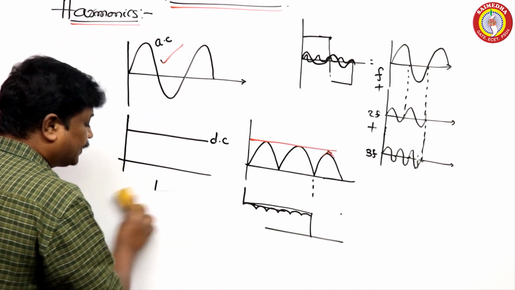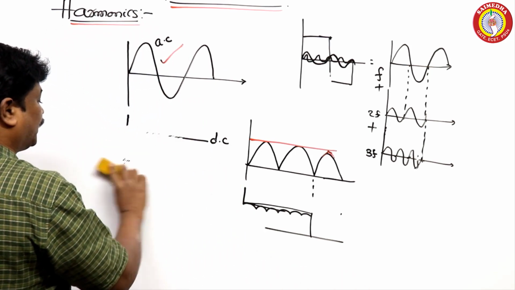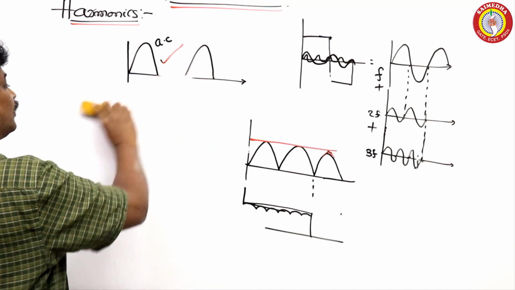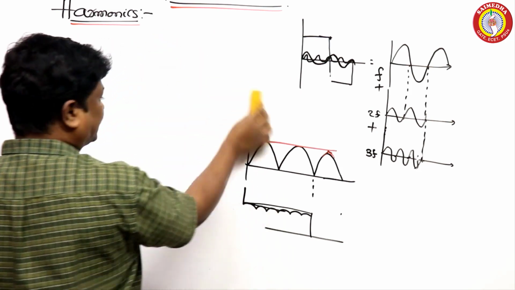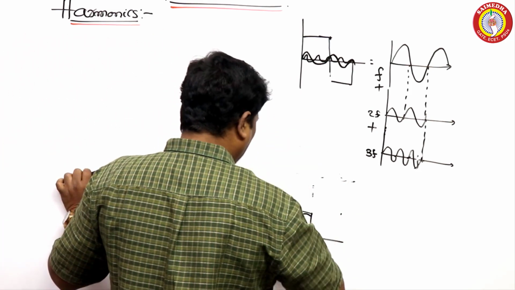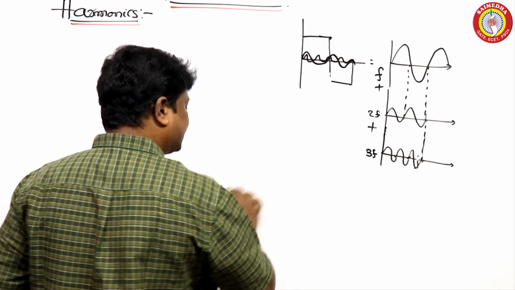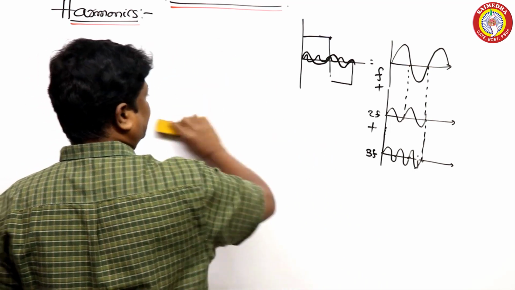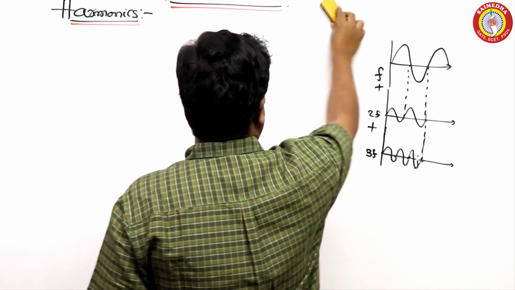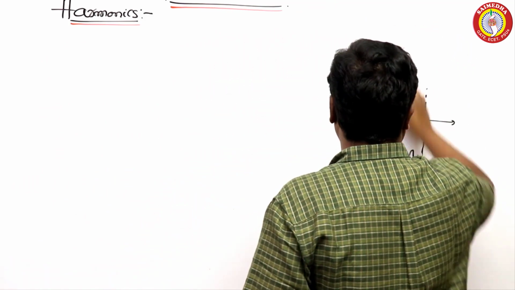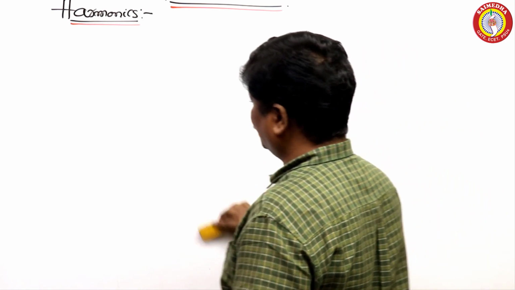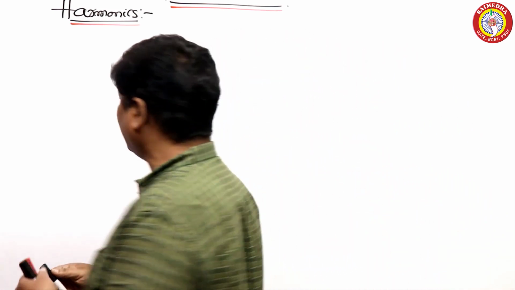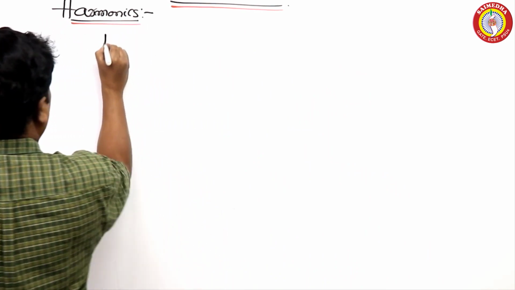Do you have the idea? Generally you require a pure DC supply, but we are unable to get that pure DC supply. We require a pure AC supply, but we are unable to get the pure AC supply. The output consists of some unwanted components. Harmonics will take place. In general, in power electronic devices, in most cases our output is non-sinusoidal in nature.